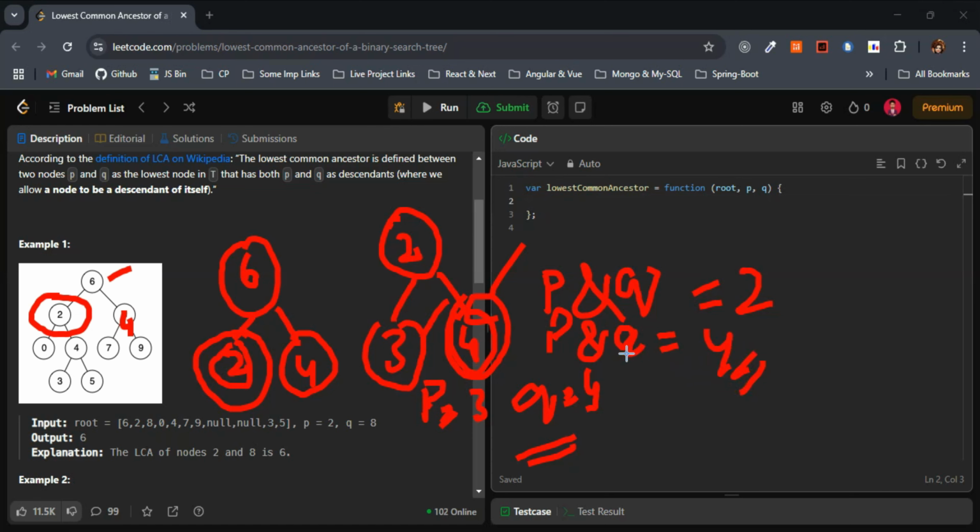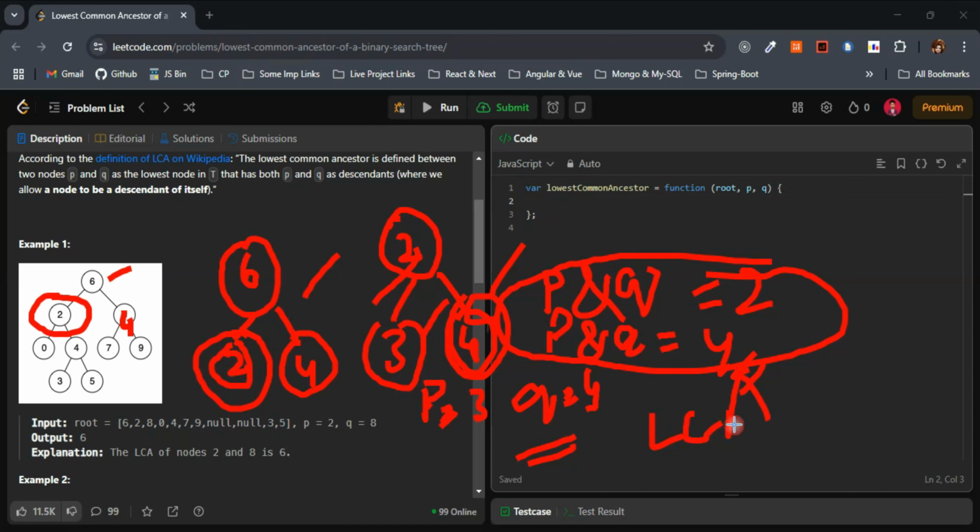And finally, otherwise the root itself is the LCA. If these two conditions whatever I said are not satisfied, then the root itself is the LCA, because P and Q are on different sides, right? Otherwise the LCA is the root itself. So this is the approach that we'll be going with.